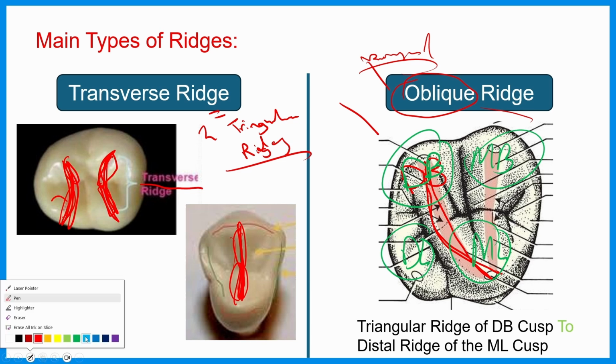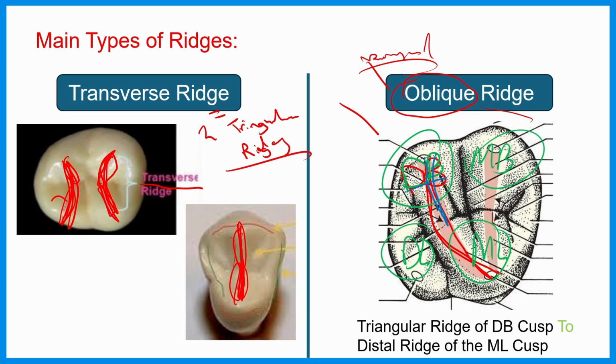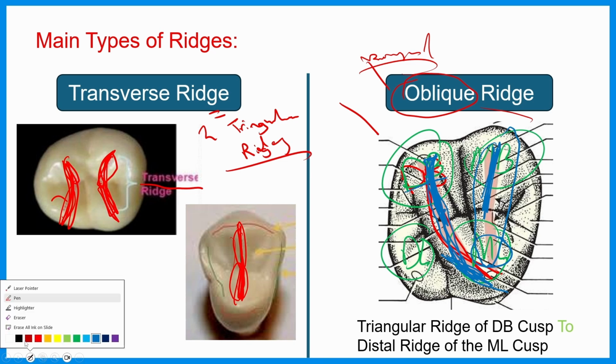Let me change the color of that one. Blue seems perfect. So it goes from the triangular ridge of the distal buccal cusp, all the way to the distal ridge of the mesiolingual cusp. So that's the mesiolingual cusp, the distal ridge, all the way to the triangular ridge of the distal buccal cusp. It goes obliquely like that. Again, this is a transverse ridge. That's a triangular ridge. We've got too many colors, so let me get rid of that.